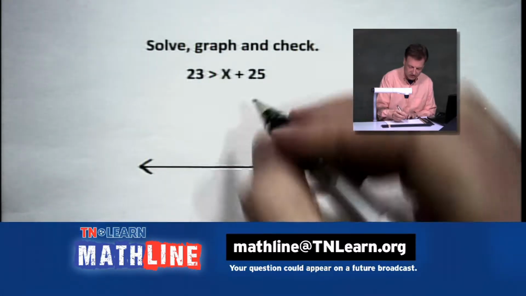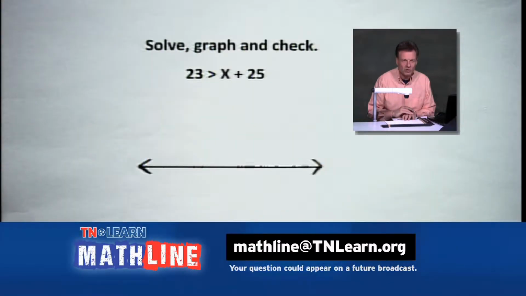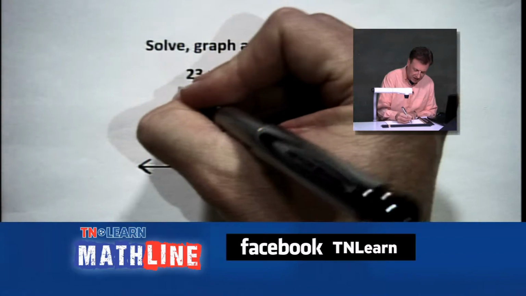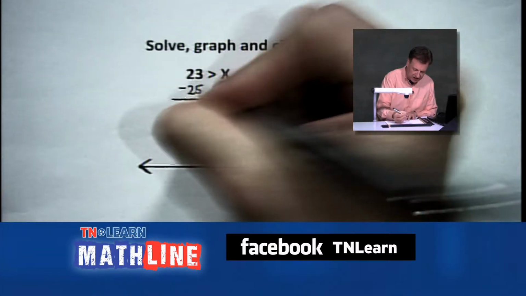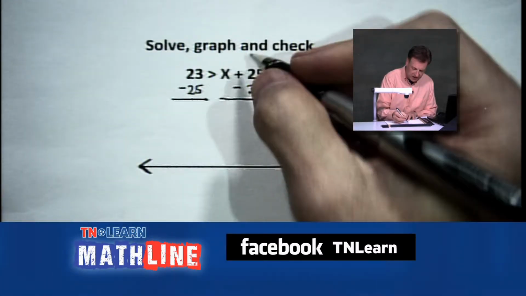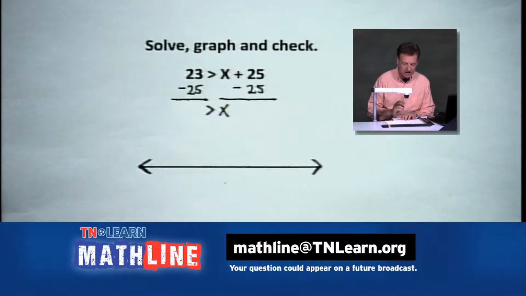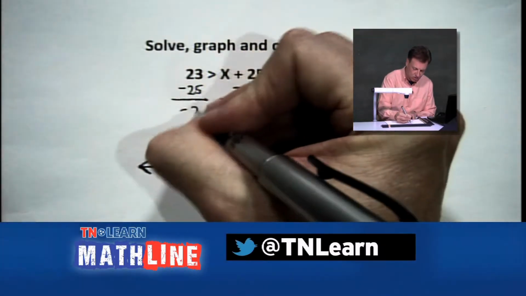All right, so let's do the first thing. We're going to need to remove that 25. So this time we're going to subtract 25 from both sides. And it is going to give us just what we're looking for here. Gives us x, all right? We've still got this greater than symbol pointing there. And over here now, remember what 23 minus 25 is going to do. It's going to give us negative 2.